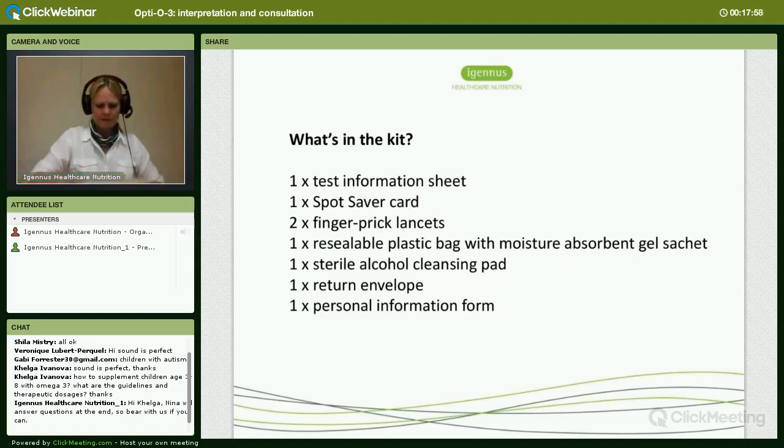And what do we get in our kit? So the first thing that we get is a personal information sheet. As you will be advising your clients, we'll go through the test results in a moment, but it's worth taking some notes from them as well. So we find out a list of things.